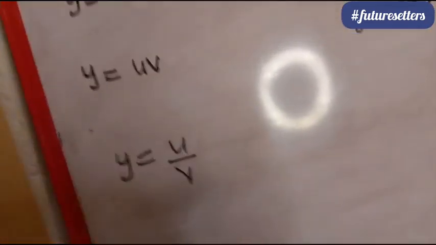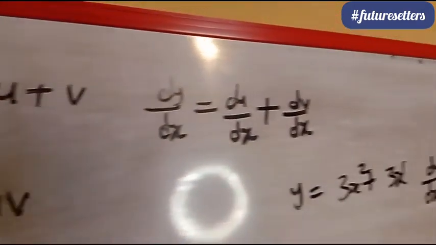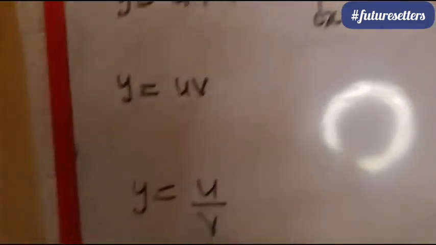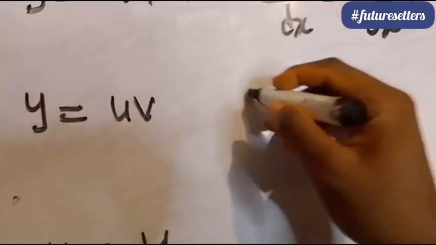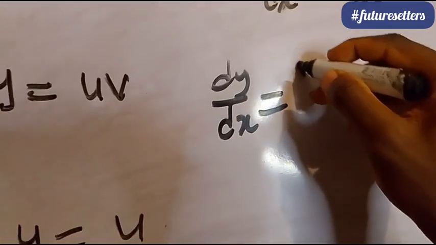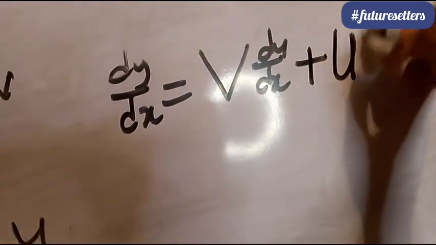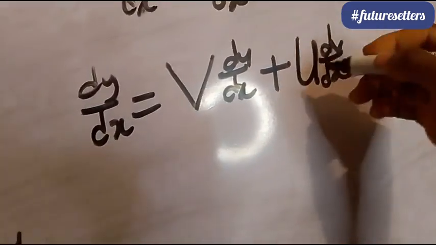So that's the first thing. If you have a situation like this, y equal to u plus v, you differentiate in this way, which is dy dx equal to du dx plus dv dx. That's the first thing. Then a situation where you have y equal to uv. In this aspect, dy dx is equal to, you're going to pick v first, v du dx plus u dv dx. So you have v du dx plus u dv dx.